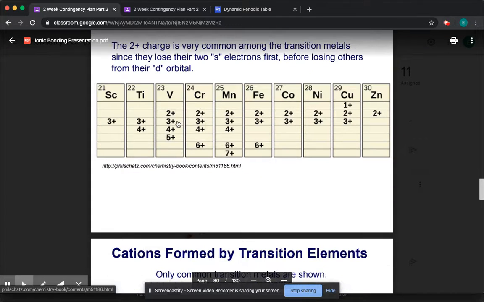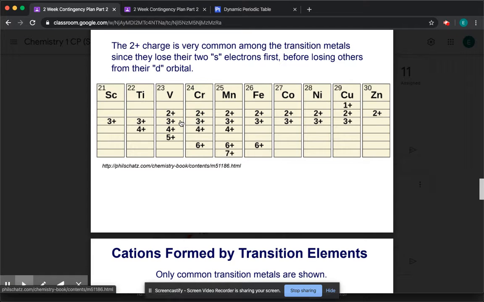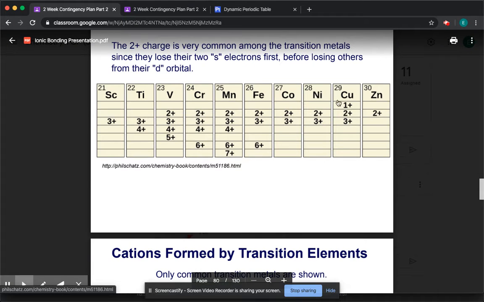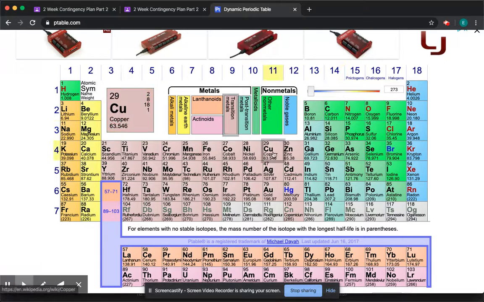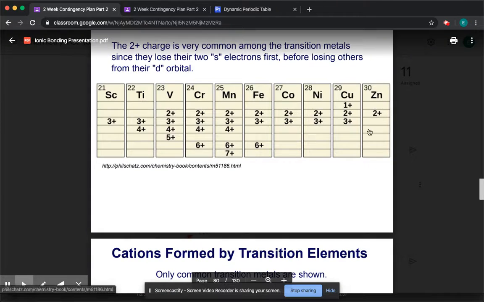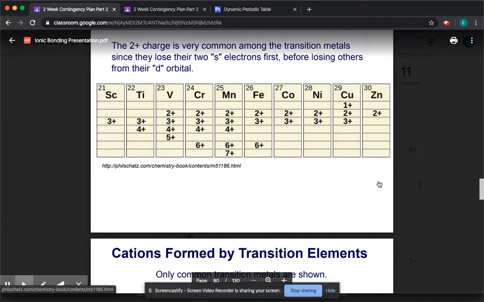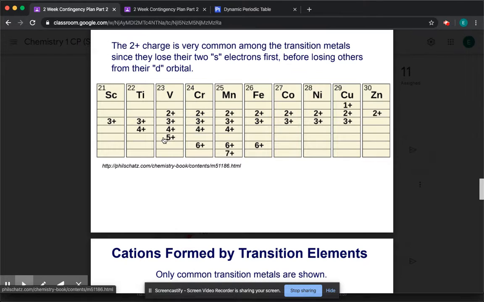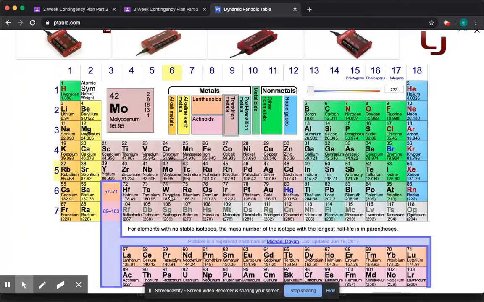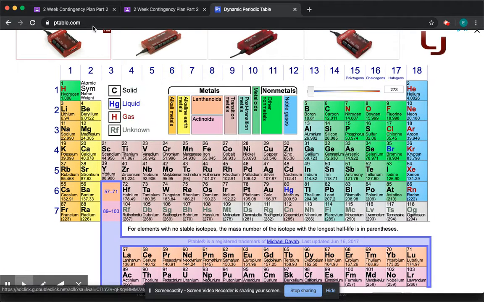And what this is telling you is the different cations they can form. So let's look at copper. Copper, Cu, 29, right here can be +1, it can be +2, or it can be +3. Manganese can be +2, 3, 4, 6, or 7. So different transition metals have different options. And there is no guessing, there's no rules, there's no pattern to it. It's just what we've discovered.